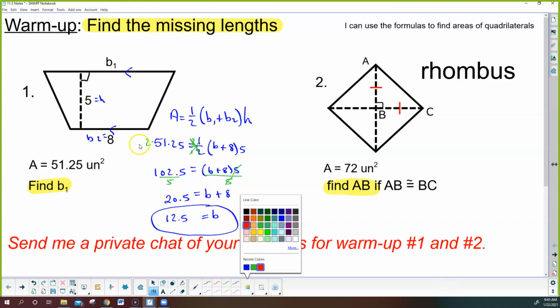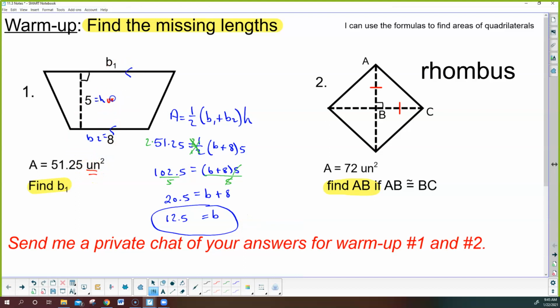Did you include the units? Now notice, we didn't put them here, but we said the area was units squared, which means all of the other lengths would just be regular units. So you could put U, it doesn't really matter. I usually just put a U. But notice it isn't squared because this is a single length. This is base 1. So we got 12.5.